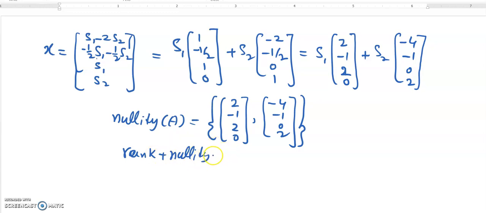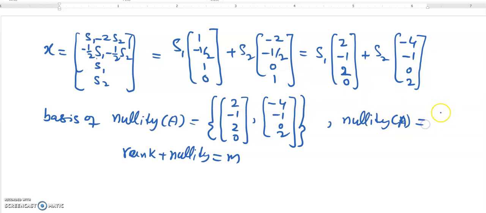Rank plus nullity is equal to M. So actually this is the basis of nullity of A. So nullity of A is the dimension of this basis of nullity. So dimension is, there are two members of this matrix, so nullity is 2. So rank was 2, nullity is 2, M was 4, so it is satisfied. So therefore we have verified the rank nullity theorem.